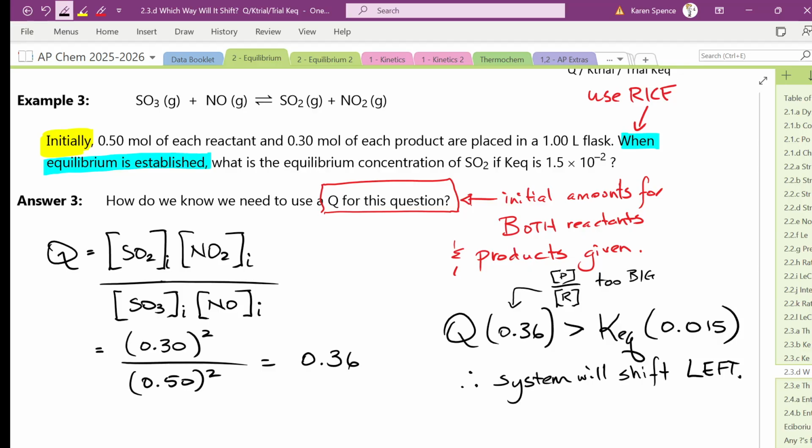What tool are we going to take out of our toolkit next? We took Q out of our toolkit to figure out which way it's going to shift. What tool will we take out of our toolkit now? A rice table. Off you go.